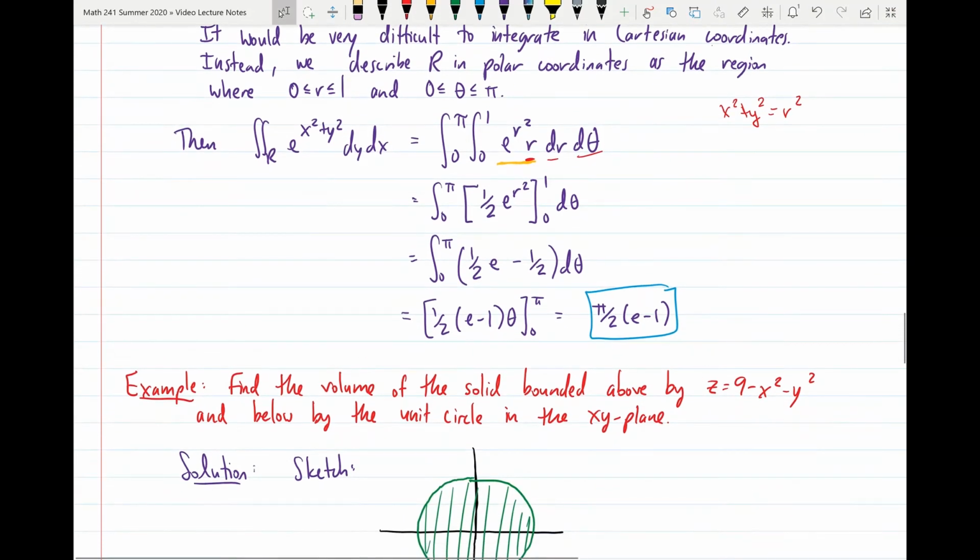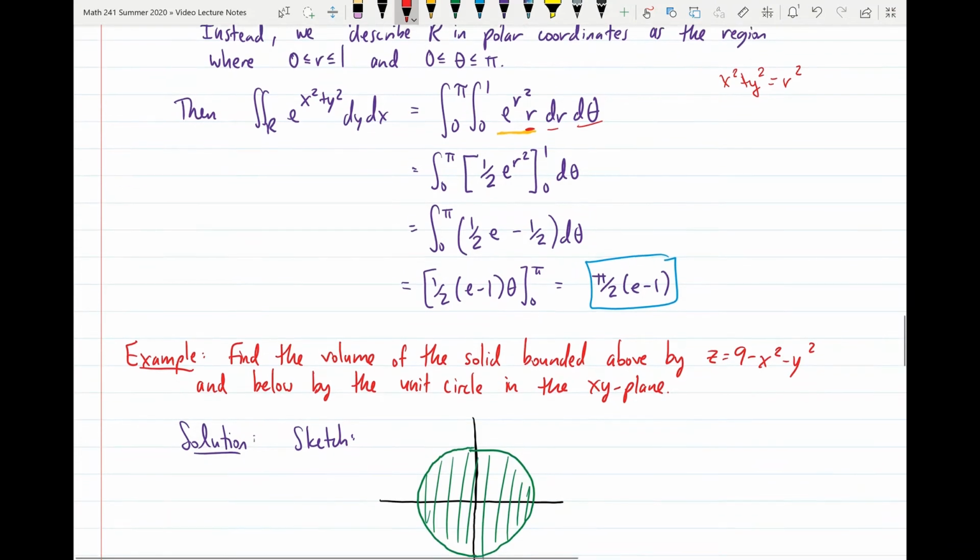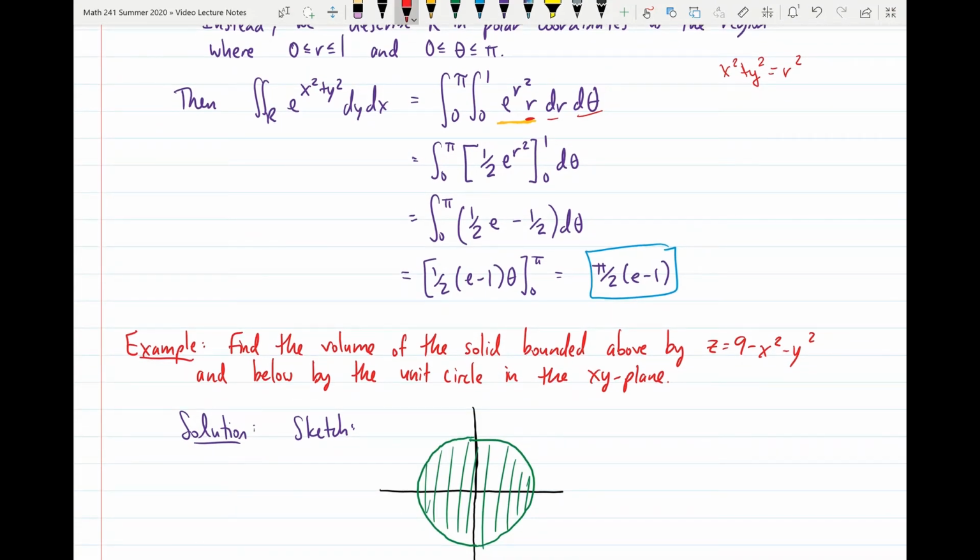Okay, so we take the antiderivative of e to the r squared times r. That ends up just being 1/2 times e to the r squared, and we're evaluating from 0 to 1. So we plug in a 1, and we get a 1/2 times e. We plug in a 0, and we get a 1/2, because e to the 0 is going to be 1. So ultimately, we end up with the integral from 0 to pi of 1/2 times e minus 1/2 d theta.